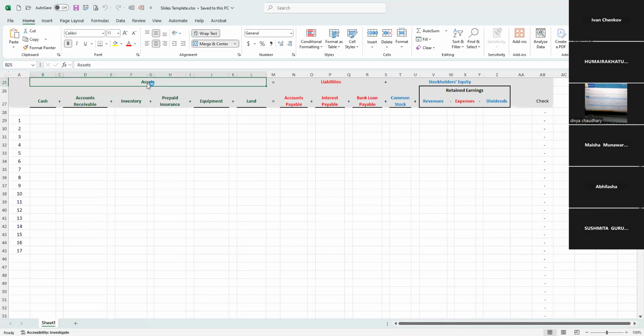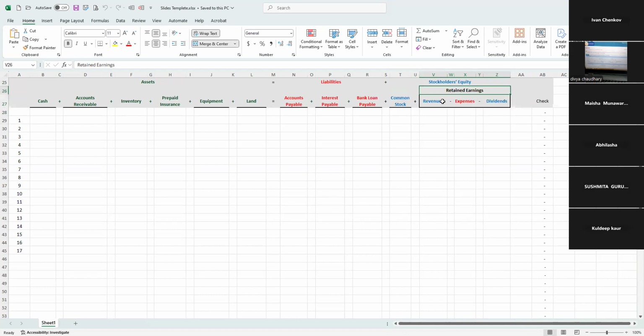We have assets, we have liabilities, we have shareholders' equity. Shareholders' equity has two sections, common stocks and retained earnings. Retained earnings comes from the income less the dividend. In order to get the income, we need the revenue and expenses, and after that we deduct the dividend. Every time we have revenue, that increases the retained earnings, and every time we have expenses, that reduces the retained earnings. Dividends also reduce the retained earnings.